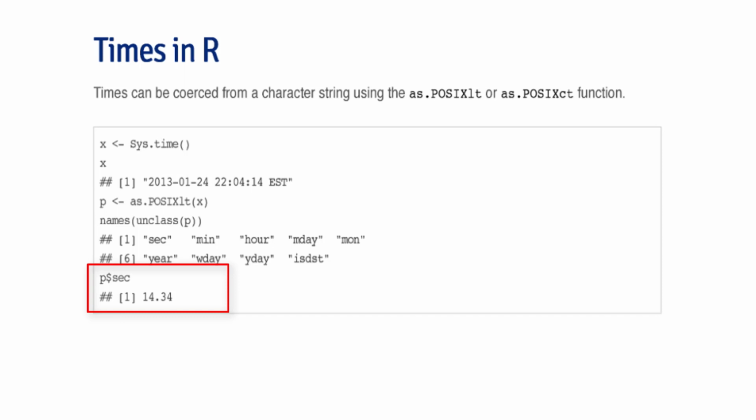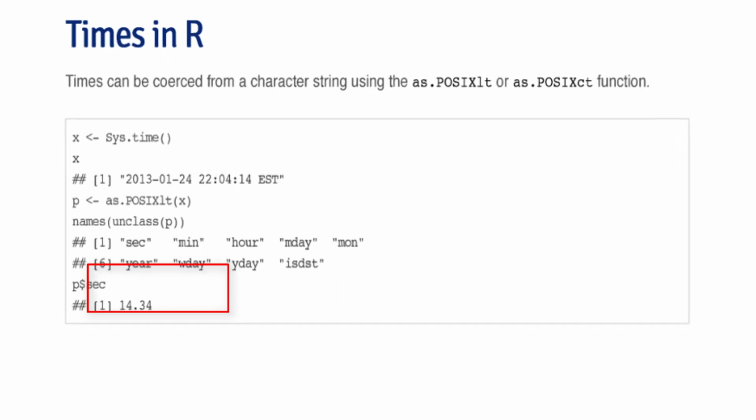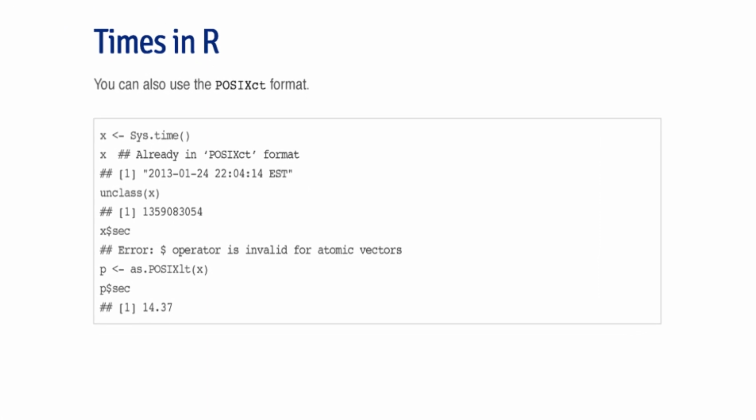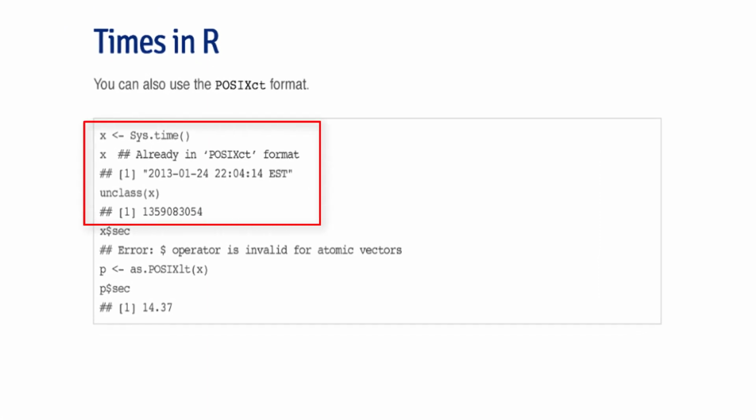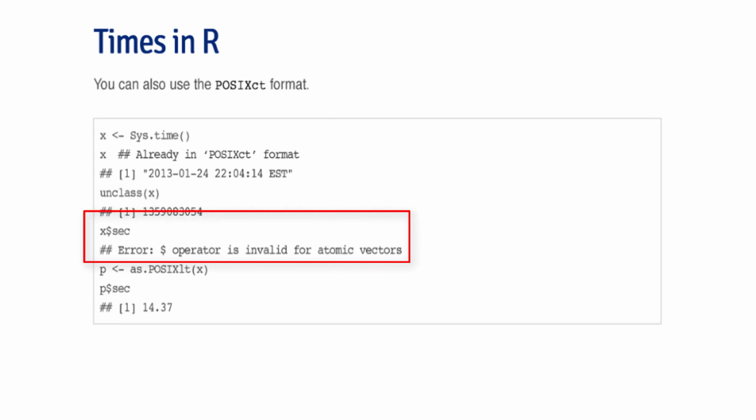So it's 14 seconds and then 0.34 seconds. So that's the number of seconds in the time. The POSIXct format, you can see that you can also get it from the as.time function, and you can see that if I unclass the POSIXct object, I get this very large integer because that's just the number of seconds since January 1, 1970. Now if I try to apply the list operator, the $ sign to this object, you see I get an error because objects of POSIXct don't have these list elements in them.